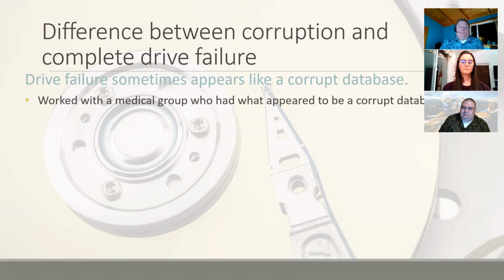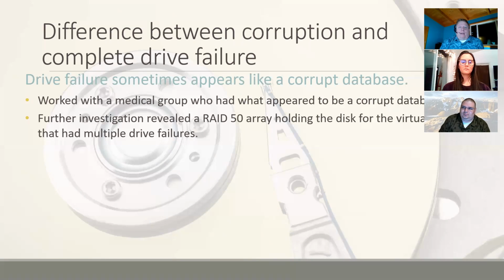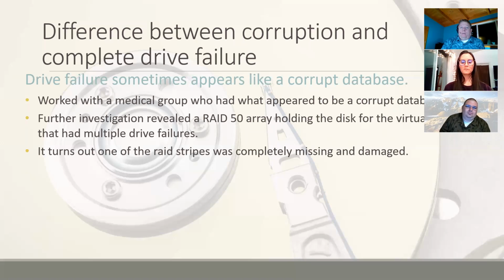It turned out they had a RAID 50 drive array, and on that was the storage for the virtual machine, and it had multiple drive failures. With RAID 5 or RAID 50, if you lose enough disks, eventually you end up with just a big hole in your data. By a big hole, I mean 20 to 25% of every disk was gone. And for big files, 20 to 25% of the file was gone.